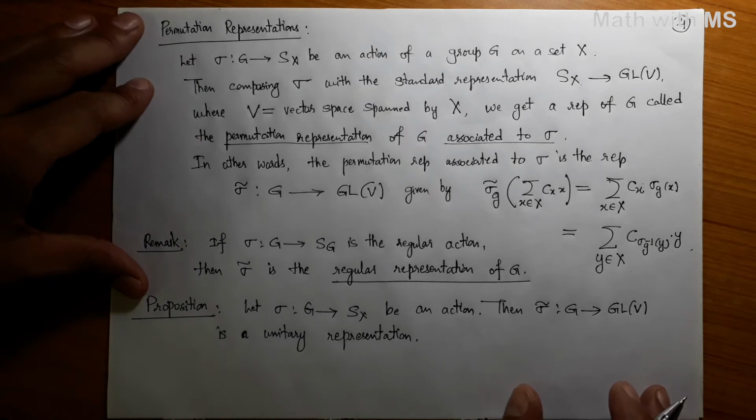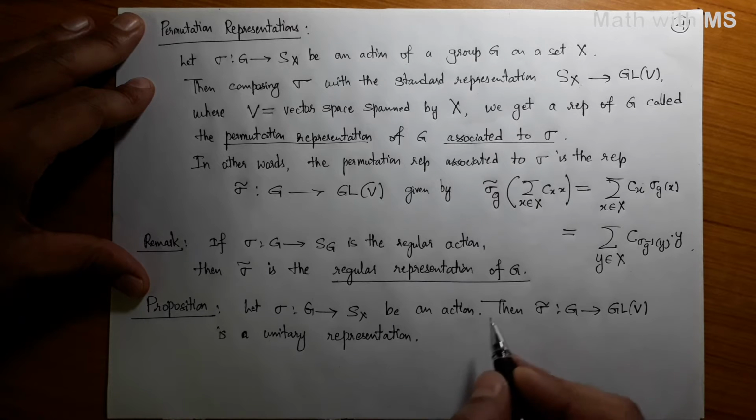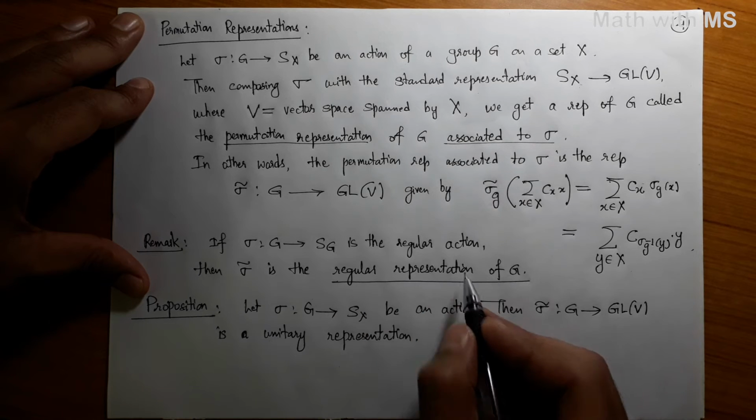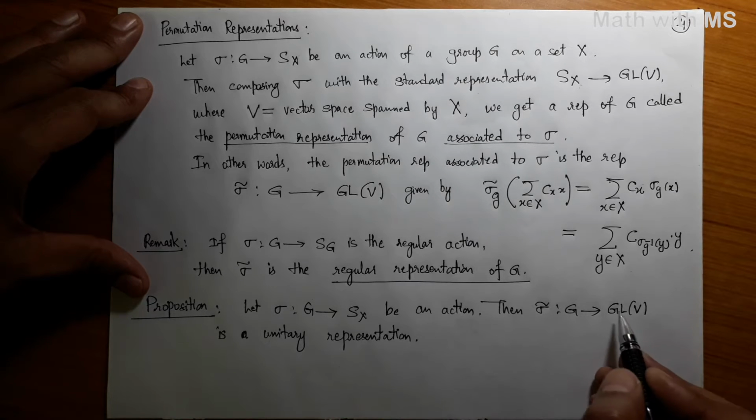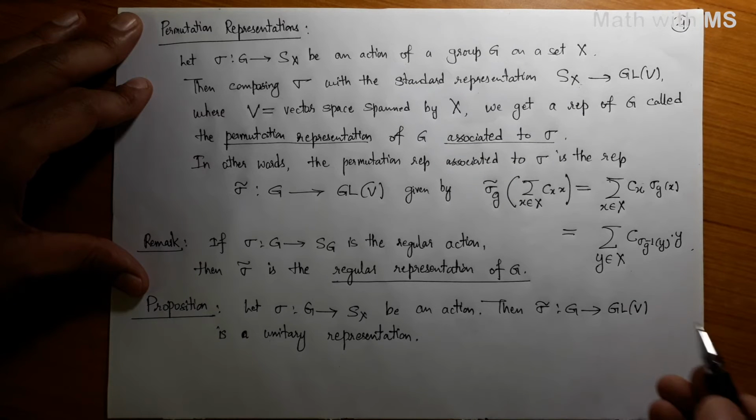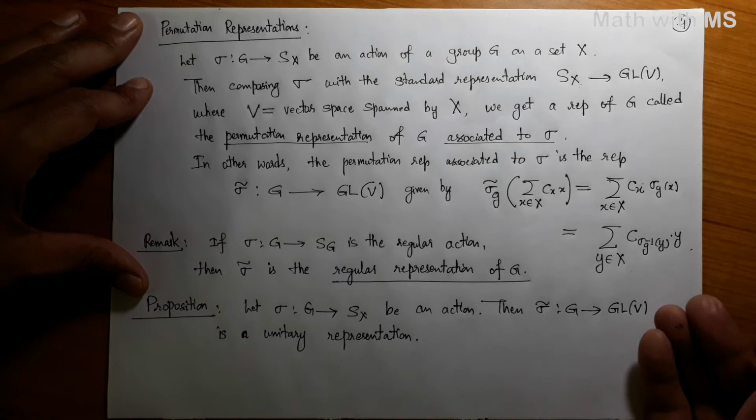So I'm not going to prove this. The proof is exactly the same as what we did for the regular representation. Recall that we showed that the regular representation is always unitary. It's exactly the same proof. So the inner product that we give on V is just the Hermitian inner product of the coefficients.